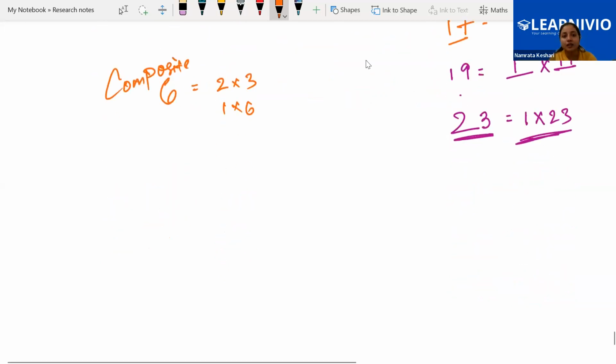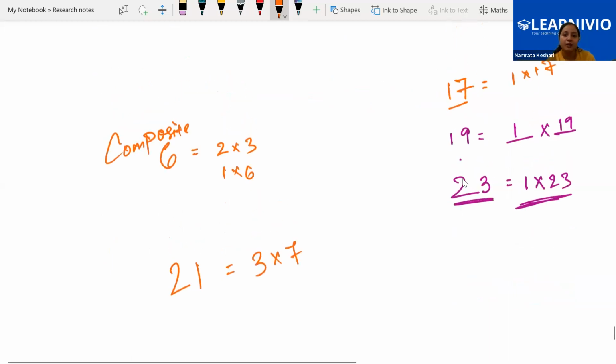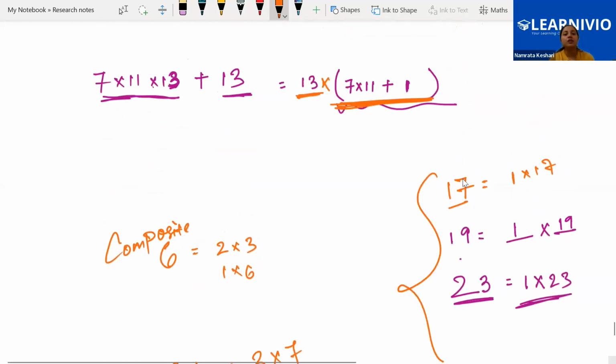Similarly, if we take any other composite number, let's say 21, we can write it as 3 into 7. So two different numbers multiplied together give us 21. That means it's a composite number. In the case of a prime number, we were not getting that. While doing the factorization, it was not possible to factorize, and even if we tried, there was only one way, 1 and the number itself, right?